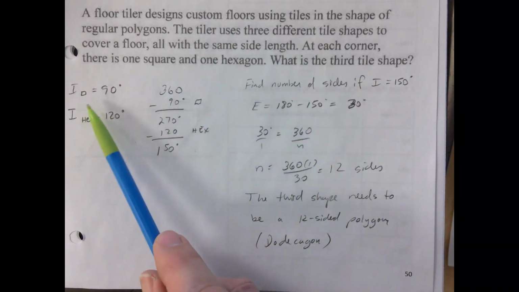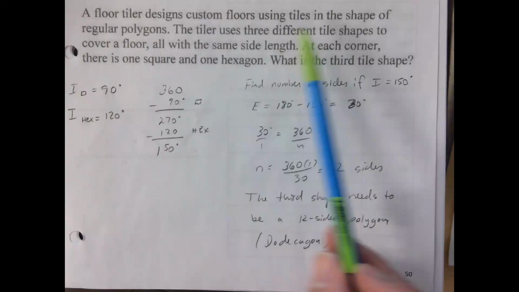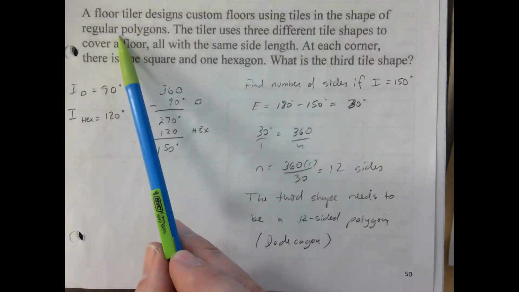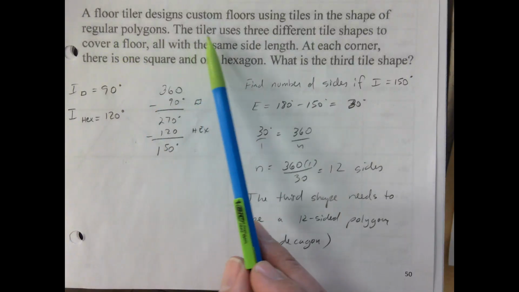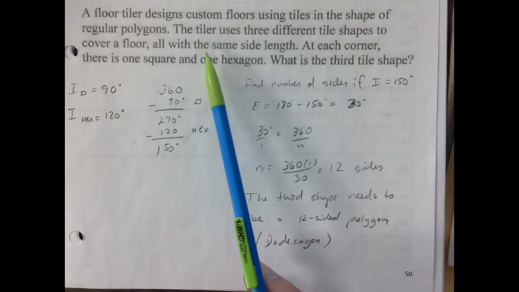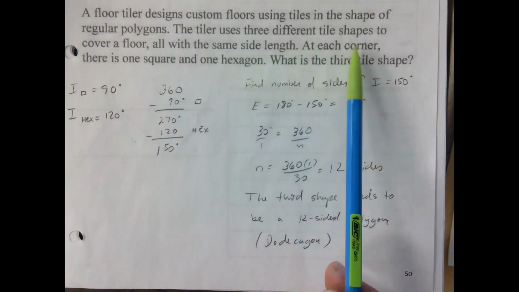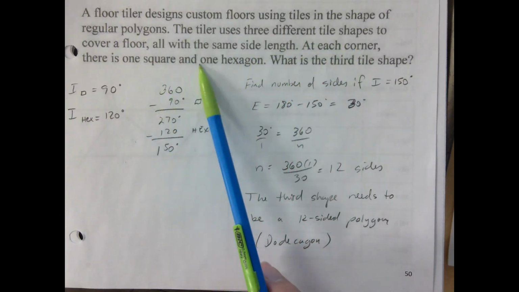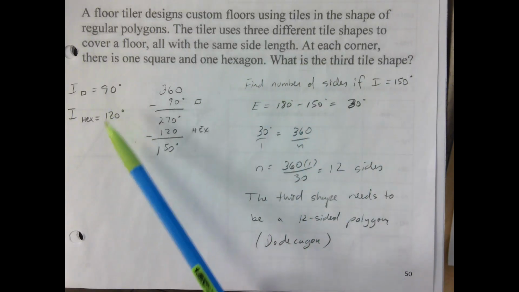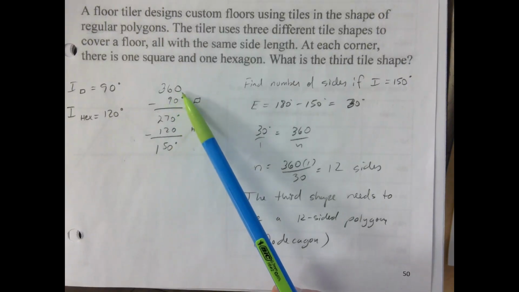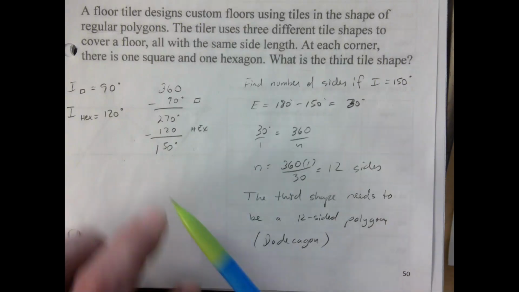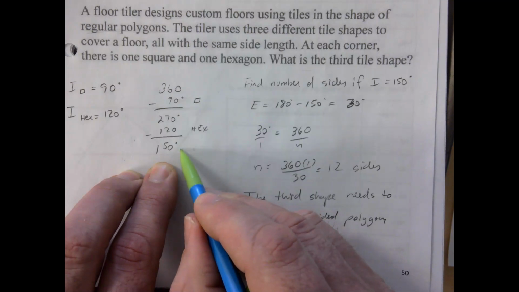In this case, a floor designer wants to use regular polygons. That tells us that we can use the interior angle formula, right? The tiler uses 3 different shapes, all with the same side length, right? At each corner there's 1 square, 1 hexagon. What's the third shape? Okay, so square, hexagon. You start with 360, take away the square, take away the hexagon, you're left with 150. Watch what I do there, okay?